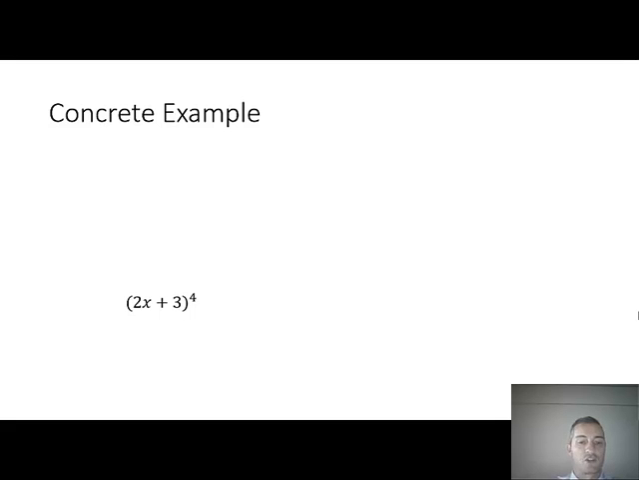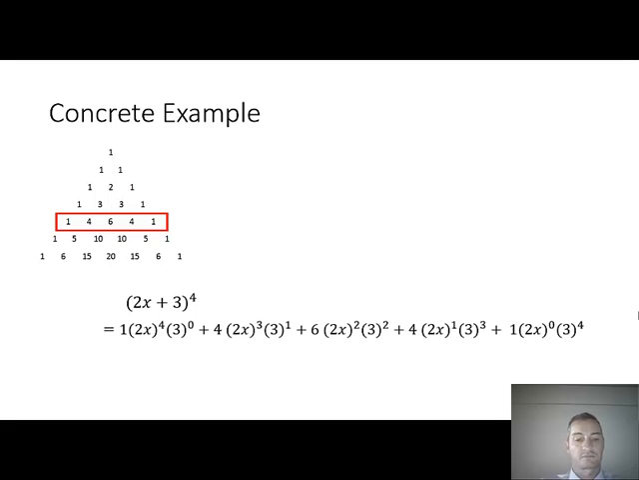So if we were to expand 2x plus 3 to the power of 4, we draw our Pascal's triangle, we look for the 4th row, which is there. So those numbers, 1, 4, 6, 4, 1, will be our coefficients. And then we use our rule to fill in the rest of each term. So 2x to the power of 4, 2x to the power of 3, 2x squared, 2x to the power of 1, etc. And then 3 to the power of 0, 3 to the power of 1, 3 squared, up to 3 to the power of 4.